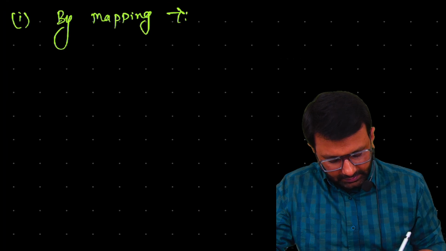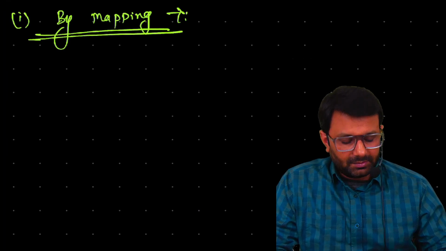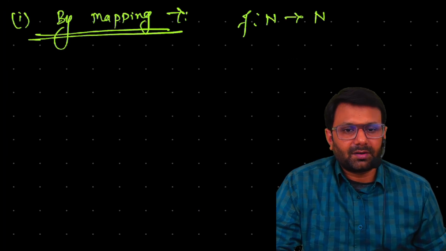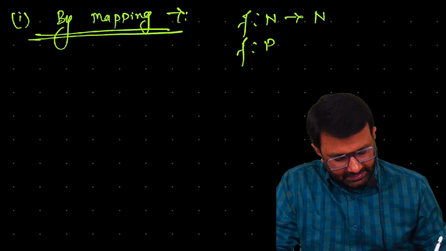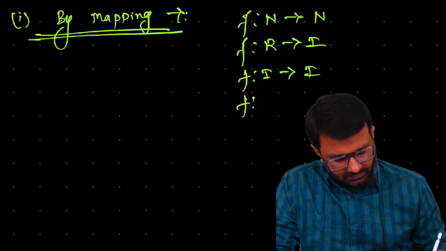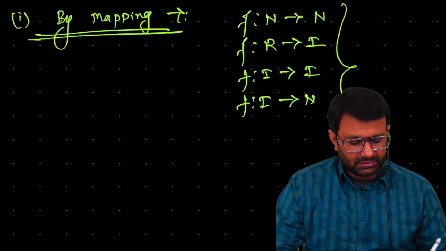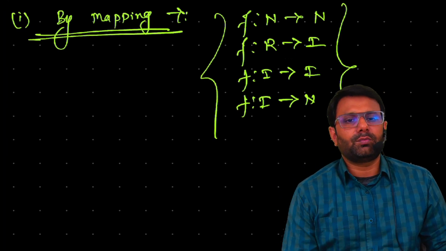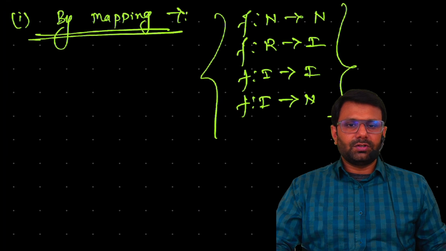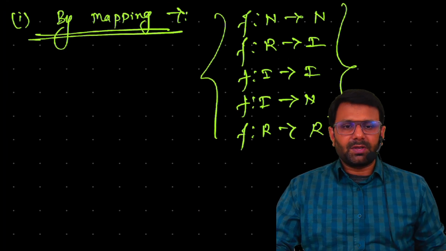When to use the mapping method? If the function is defined from natural number to natural number, real number to integer, integer to integer, integer to natural number, or real to real, like this, then you can use the mapping method.